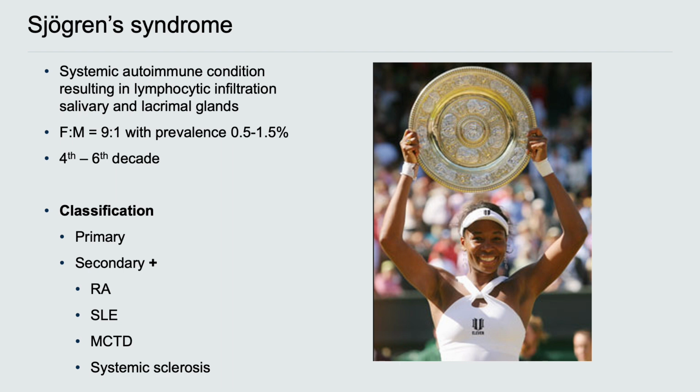It is classified as a primary disease in which there are symptoms and signs of ocular and oral dryness, and secondary Sjogren's syndrome in which there is a connective tissue disorder, so most frequently rheumatoid arthritis or systemic lupus erythematosus, mixed connective tissue disorders, or systemic sclerosis. Patients with primary Sjogren's syndrome often have a spectrum of other systemic and often autoimmune phenomena, while those with secondary Sjogren's syndrome may also have oral manifestations of any accompanying connective tissue disease.